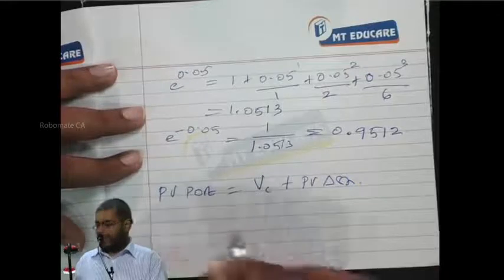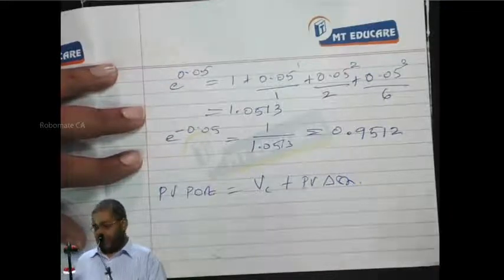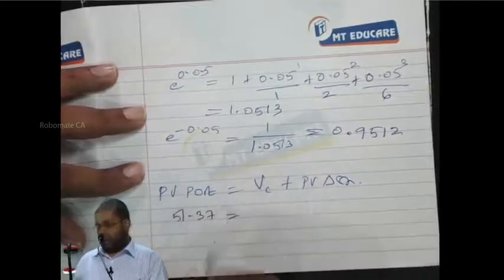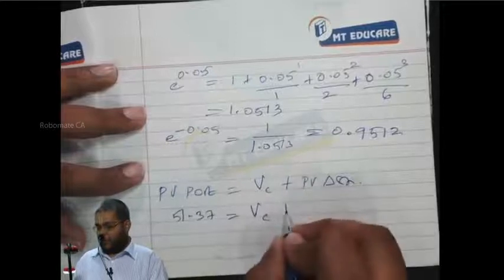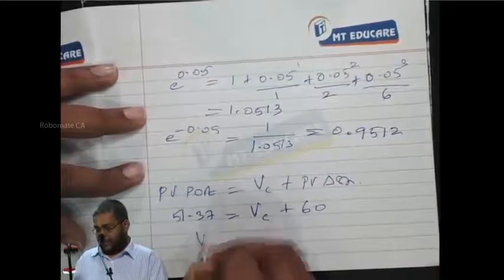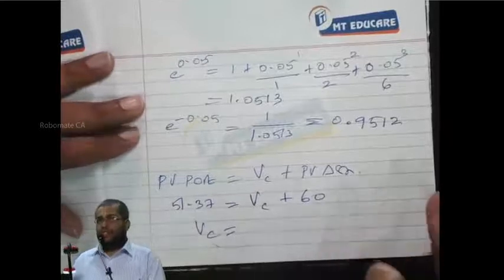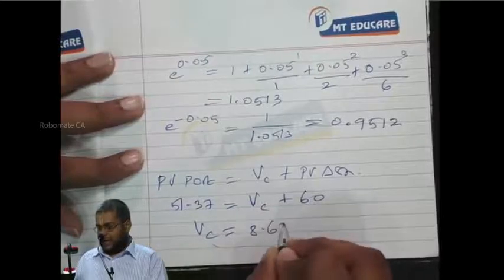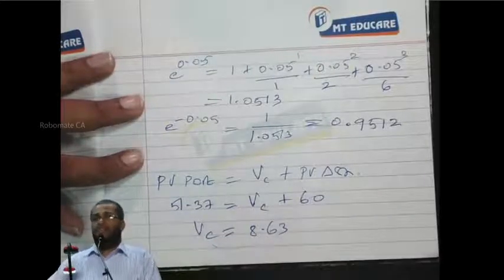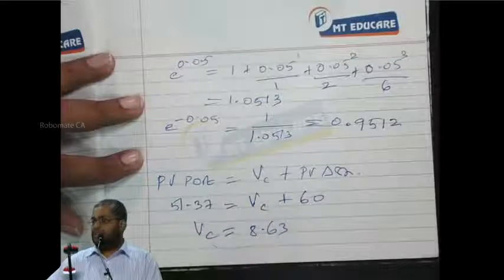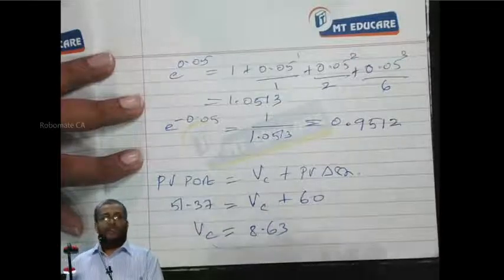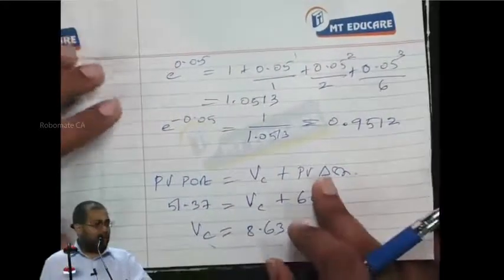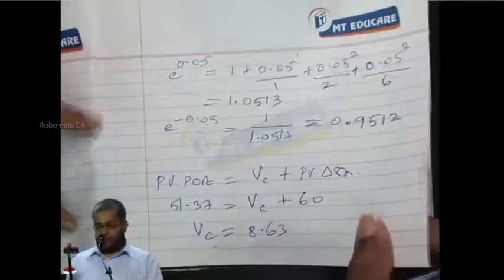I know the portfolio present value to be, tell me the number, 51.37 is equal to value of the call plus, what is the value of delta shares? 60. Value of call is equal to 60 minus 51.37, what is the number? 8.63. Value of the call is equal to 8.63. Now how to find the value of put? Put call parity equation. Right on. Next step. We can calculate value of the put using it.